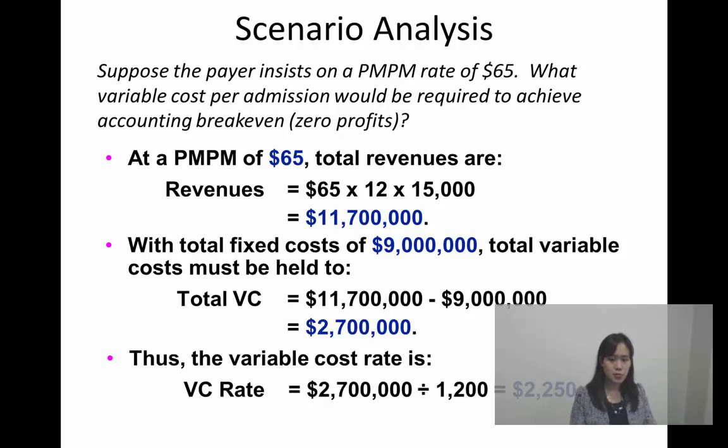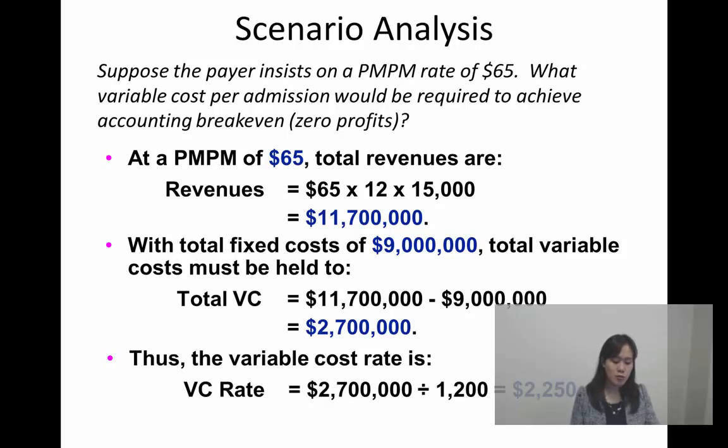All right, so to figure out what the break-even is, that's revenues minus total expenses equals 0. Well, we need to calculate the revenues with the PMPM of 65, and that's going to be $65 per month times 12 months times 15,000 members, and that gives you a revenue of $11.7 million, which is understandably lower than $14 million because you're charging a lower rate. The total fixed costs don't change. That's $9 million. Remember, total fixed costs are independent of the number of visits and the number of members, so it stays the same.